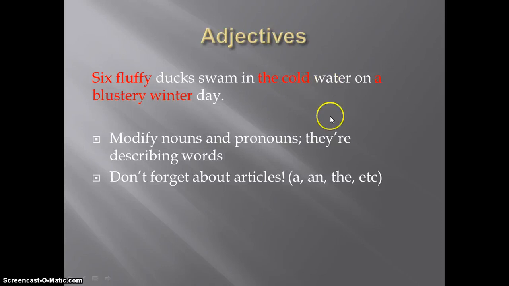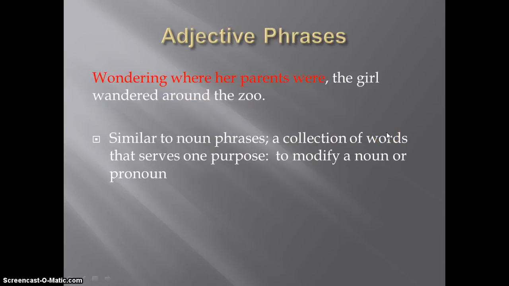So what kind of water? Cold water. Again, just a day, any day. But what kind of day? It's a blustery winter day. Adjective phrases, just like with nouns, you can have an adjective phrase where multiple words are standing in for one specific part of speech. So, wondering where her parents were, the girl wandered around the zoo. This whole phrase is modifying the girl. It's explaining what she's doing.